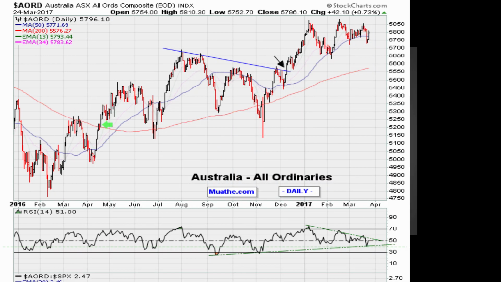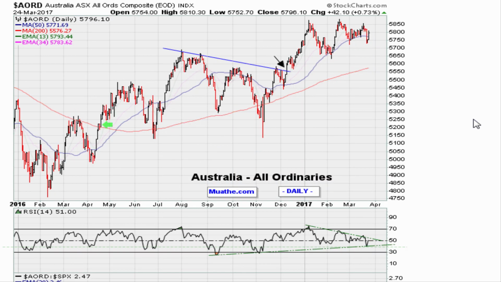Eric Muathe, Muathe.com with world market analysis for the weekend of March 25th and March 26th, 2017. Let's take a look at the Australian markets here as we begin with.